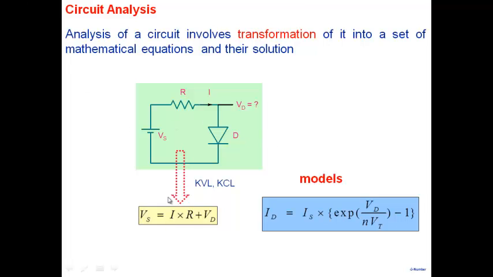So I've already substituted the model of a resistor here. And then I have to use a model of a diode. So basically, analysis, as you can see here, is transformation of a circuit into a set of equations. Where do these equations come from? They come from application of KVL and KCL. That's one source. And the other source is the model of each one of the elements.